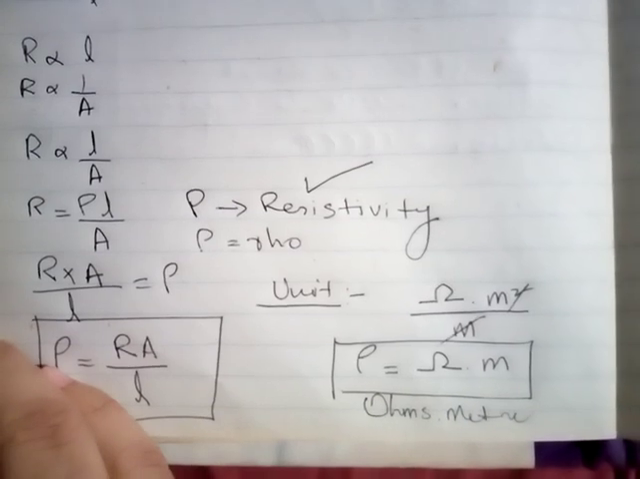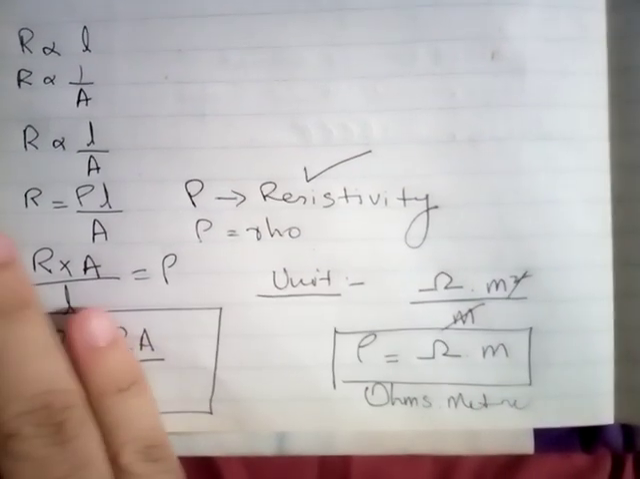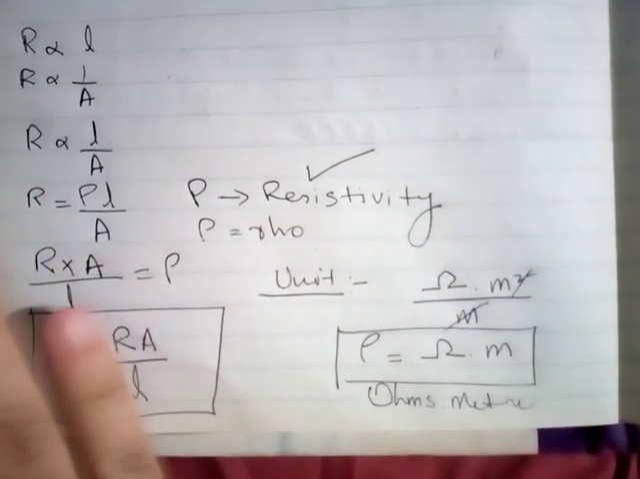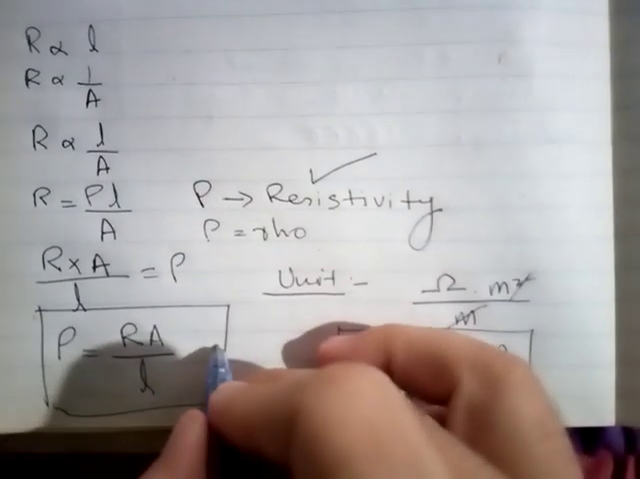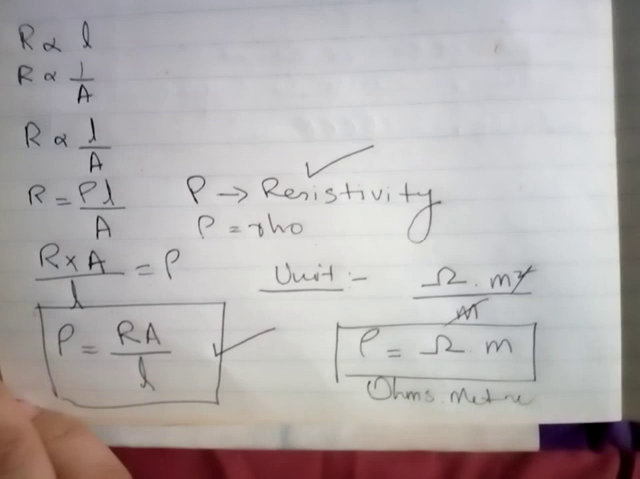It's ohm meters. So here the derived unit and the SI unit of resistivity are the same, and we have derived this unit with the help of this formula, and it is ohm meters.